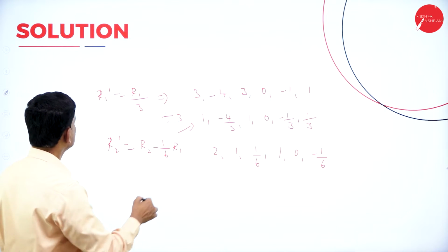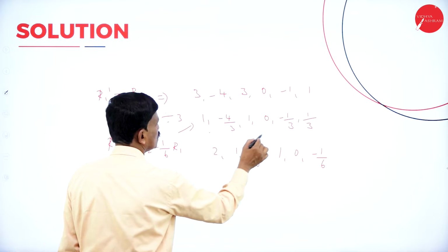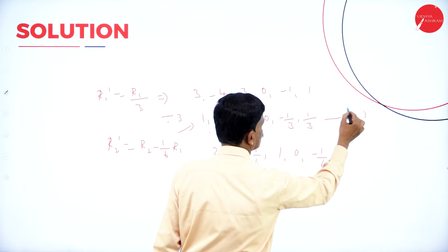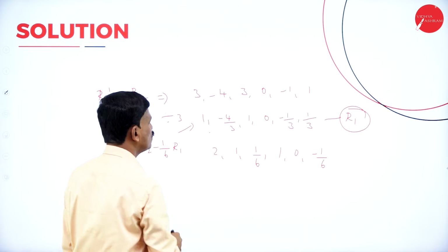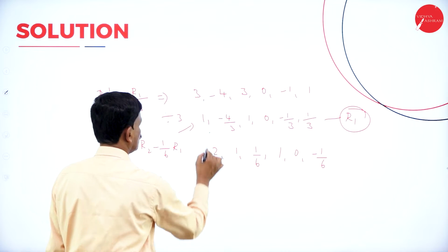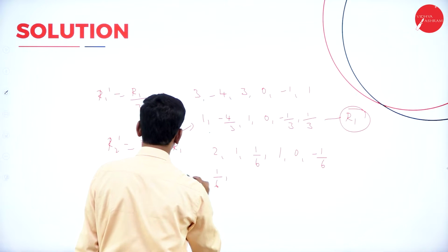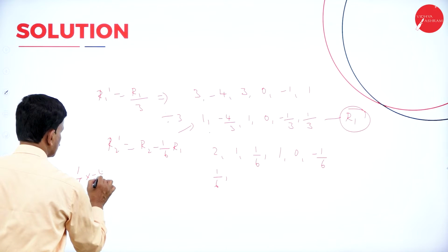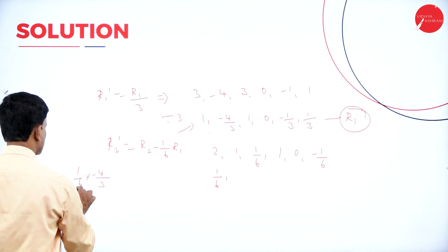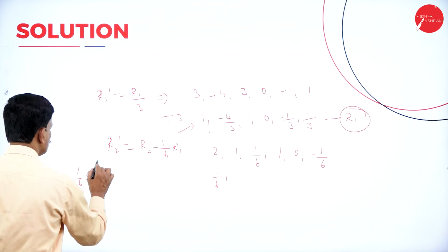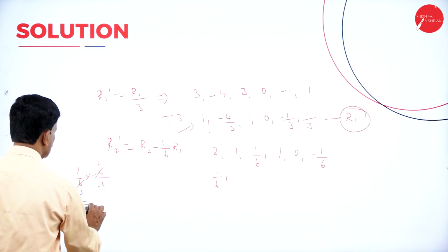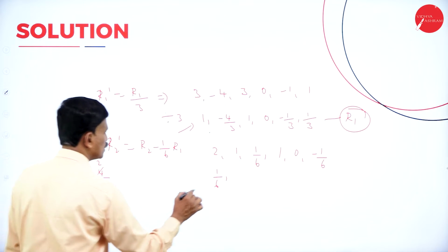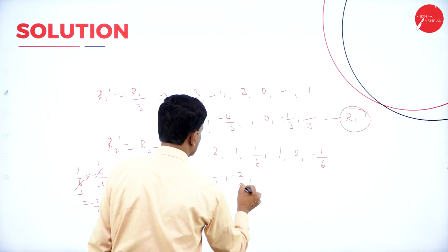R1 dash, what is R1 dash? Multiply this with 1 by 6. If you multiply by 1 by 6, 1 into 1 by 6 is 1 by 6. Again, 1 by 6 into minus 4 by 3: the 2s cancel and the 3s get cancelled, so minus 2 by 9.